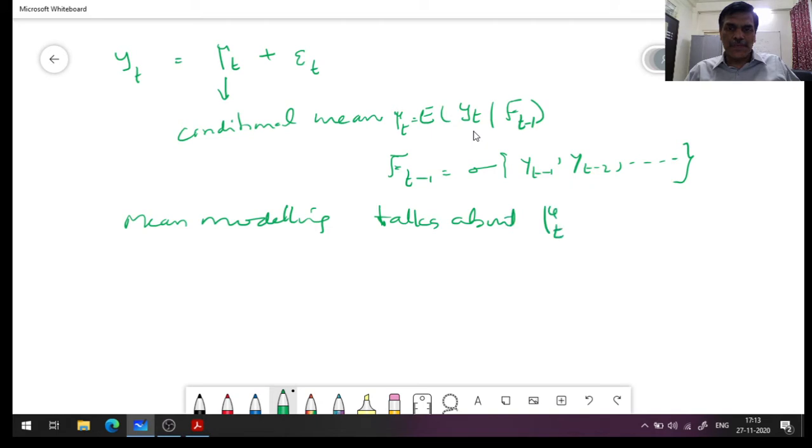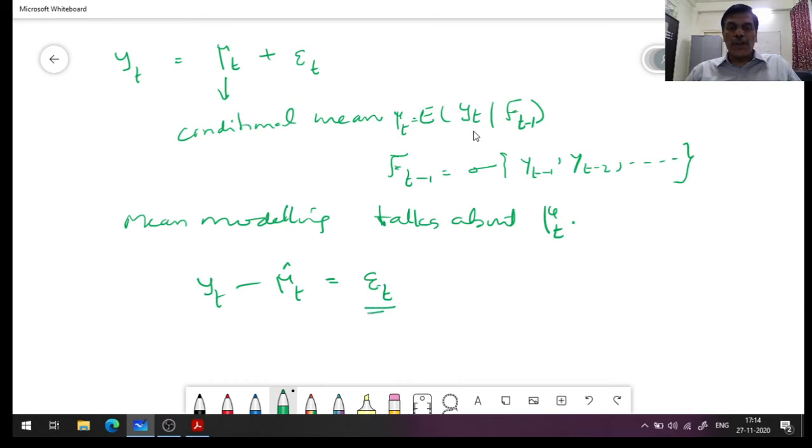So the mean modeling basically talks about mu_t. Now, in this case this job is done, and what you have is now y_t minus mu_t. I'll put a cap here to indicate that the job is done. And this is what you have as the epsilon_t's now. Essentially, the mean effect is already taken care of, and then what you have is the residual.